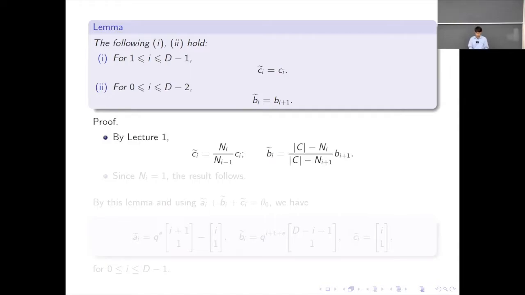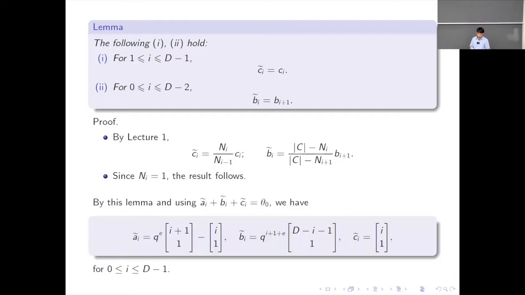In fact, ci tilde is equal to ci, the original intersection number ci, and bi tilde is equal to bi plus 1. Because we already found the general formula for ci tilde and bi tilde, involving ci, bi together with Ni, where Ni is just the number of vertices in Ci at distance i from the vertex Z. But our graph, the dual polar graph, is a near polygon, so Ni is 1. So we have the result, and we know the formula for ci and bi plus 1. Also, ai tilde plus bi tilde plus ci tilde is constant, the valence K.